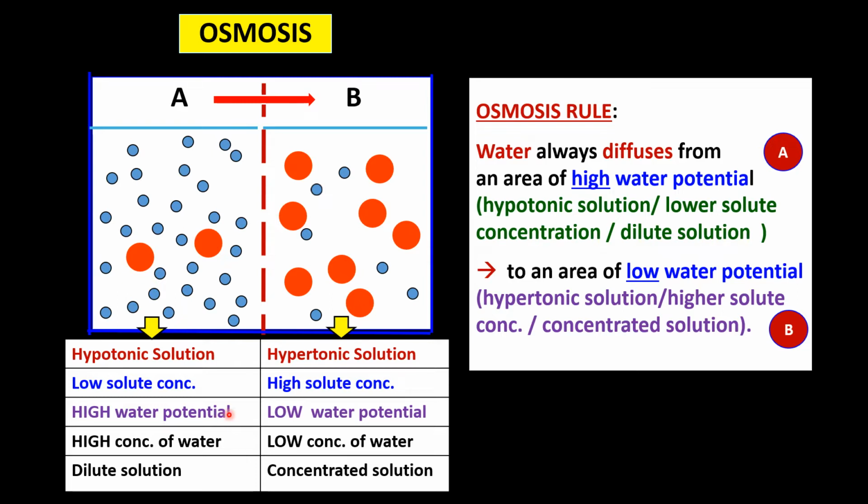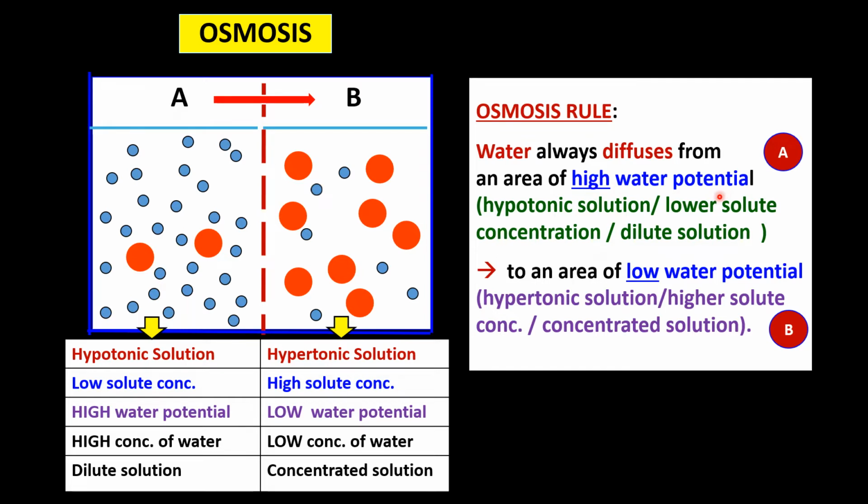Following what is said in the textbook, a hypertonic solution is a solution with high solute concentration but low water potential. All right. So the osmosis rule is that water will always diffuse from an area of high water potential or high concentration of water.